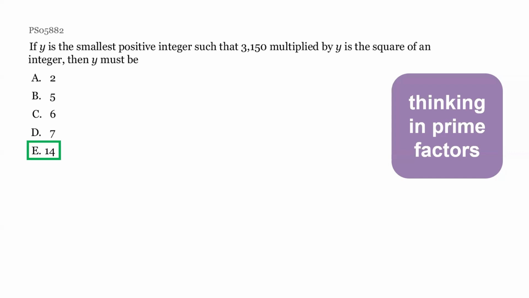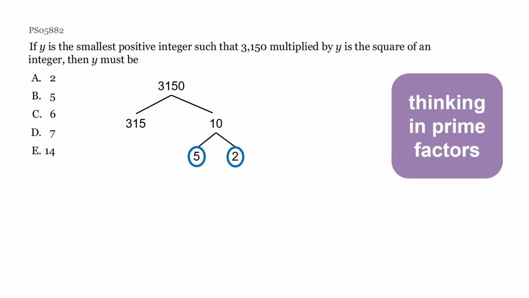The correct answer is E. I gave you a hint that prime factors might be useful here. Let's break 3,150 down into its prime factors. Notice, I'm free to take the easiest path when I write out my prime factor tree. I don't have to divide 3,150 by 2. It's easier to use 315 and 10. If I divide 10, I get 2 and 5.